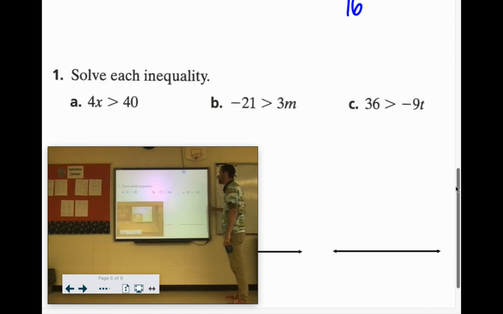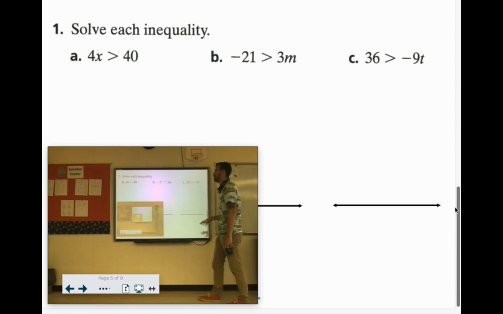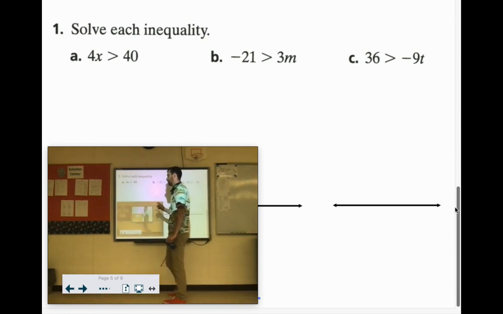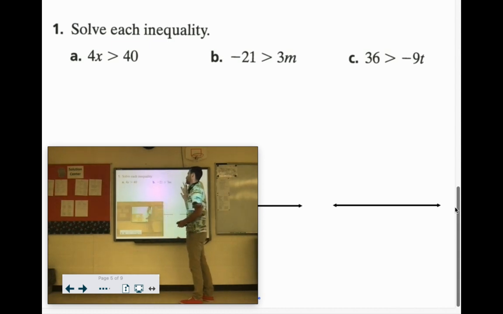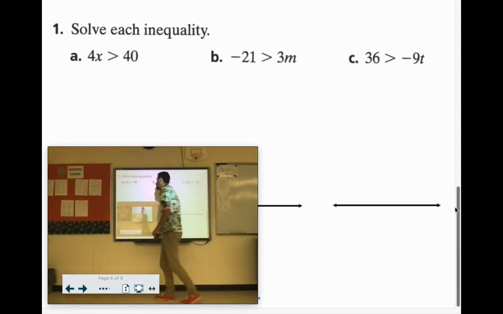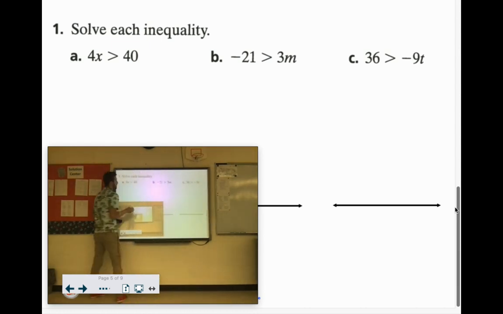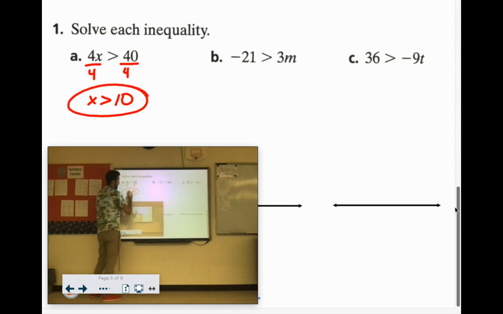So solve these. Keep in mind, if you have to multiply or divide by a negative, you have to flip the inequality. So pause here and try it. Actually, let's do these together. 4x means 4 times x, so we will divide that out. Now we divided by a positive 4, so we don't flip the sign, we keep it. And 40 divided by 4 is 10. We'll graph all these at the same time, but that's our answer for that.